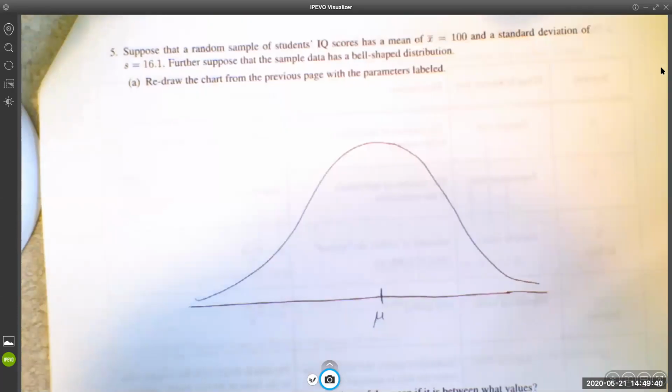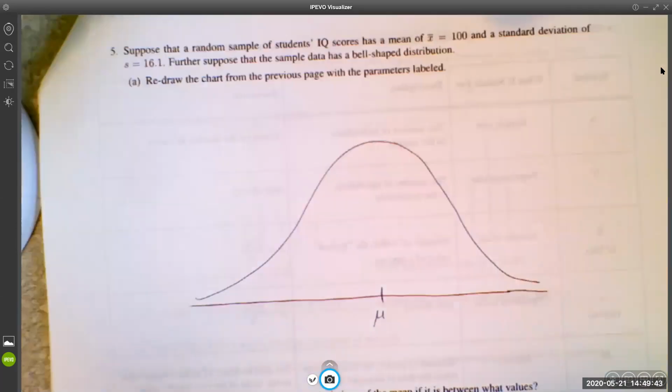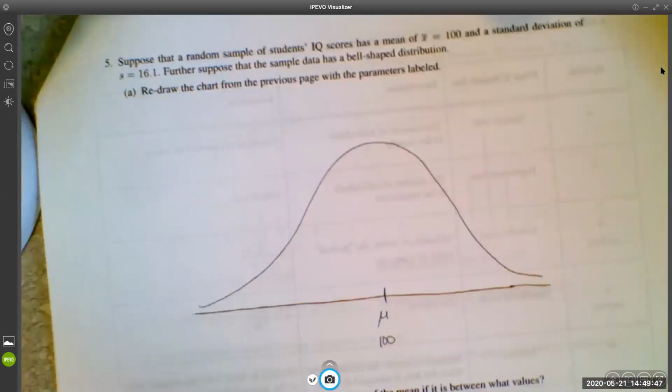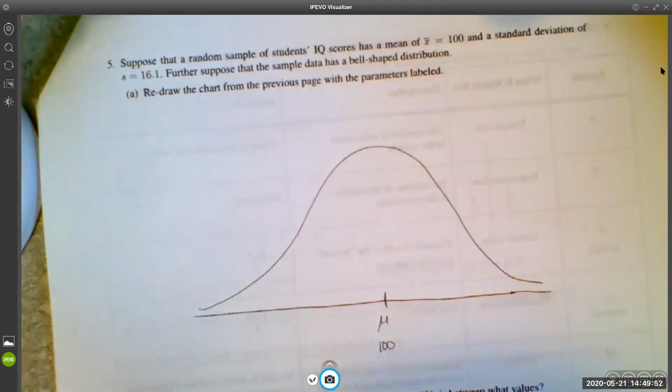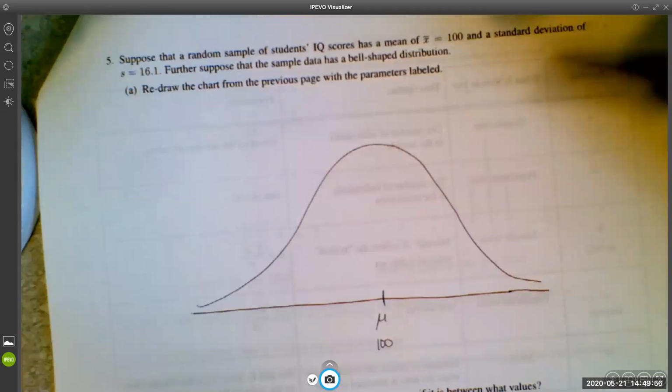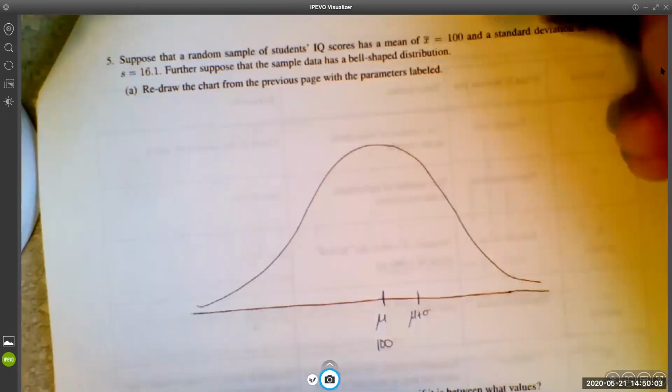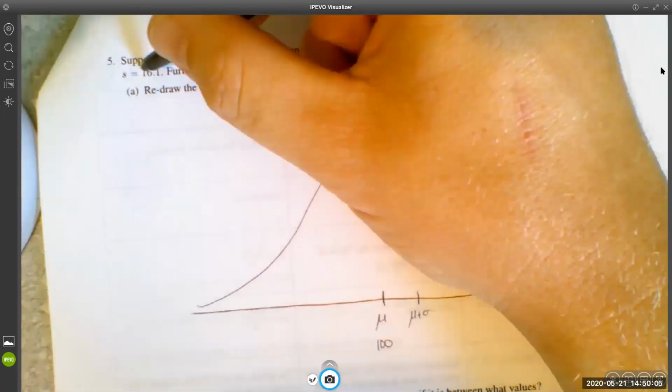The mean is going to be right in the center. In this case, the mean is 100. Oh, actually, we were dealing with sample means here, right? So I should use X bar instead of mu, but same idea. So the mean is right there in the center. 1 standard deviation above the mean, mu plus sigma, would be 100 plus 16.1, right? So that's 116.1.